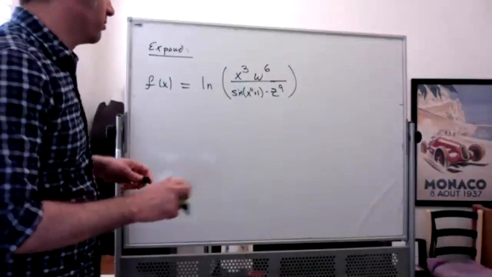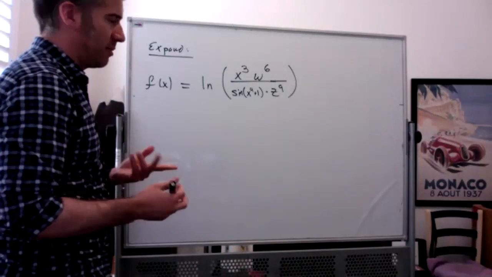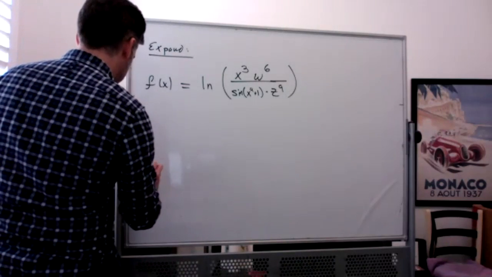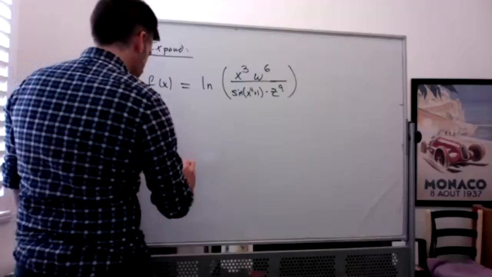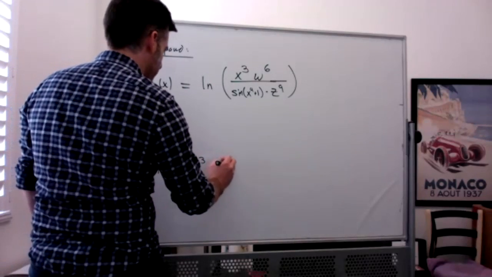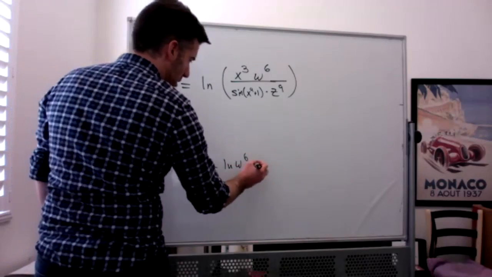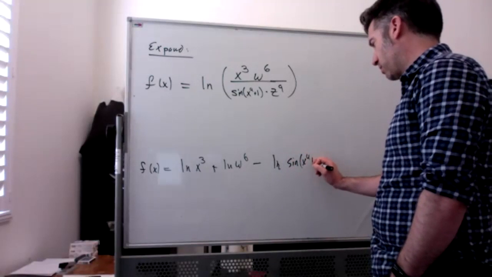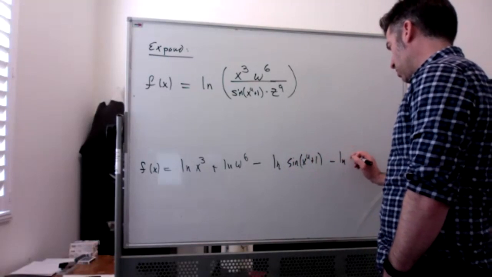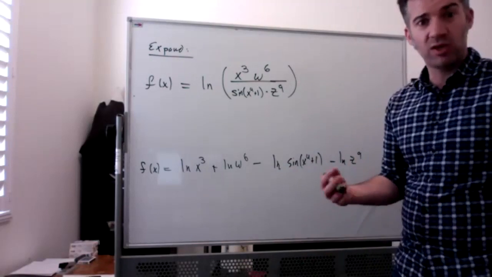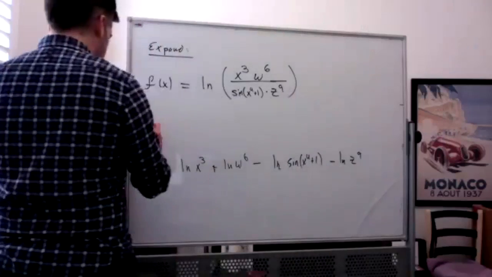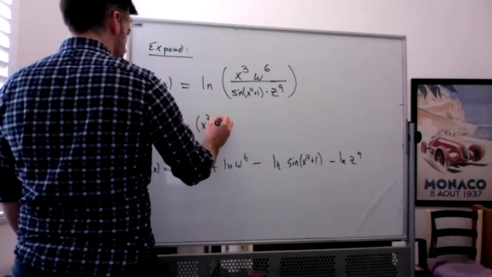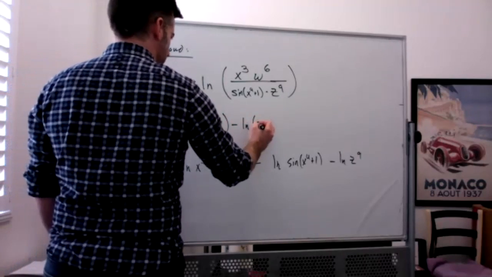All right, so I'm going to show you an extra step that I probably don't usually do. So here's where I usually jump to. I usually jump to, this is equal to the natural log of x cubed plus the natural log of w to the 6th minus the natural log of sine of x to the 4th plus 1 minus the natural log of z to the 9th. If you don't like jumping straight to there, you can start with saying, well, I know that this is equal to the natural log of the top minus the natural log of the bottom.